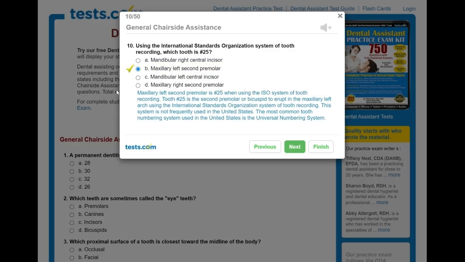B. Maxillary left second premolar. Maxillary left second premolar is number 25 when using the ISO system of tooth recording. Tooth number 25 is the second premolar or bicuspid to erupt in the maxillary left arch using the International Standards Organization system of tooth recording. This system is not frequently used in the United States. The most common tooth numbering system used in the United States is the Universal Numbering System.